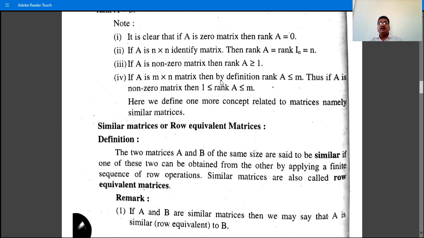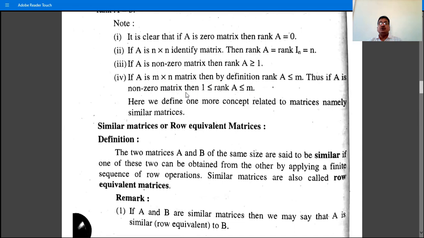If A is an m by n matrix, that is, the order of A is m by n, so A contains m rows and n columns, then the rank of A is less than or equal to m, because the rank of A is what? The number of non-zero rows in its echelon form, and therefore the rank of any matrix is less than or equal to the number of rows in that matrix.